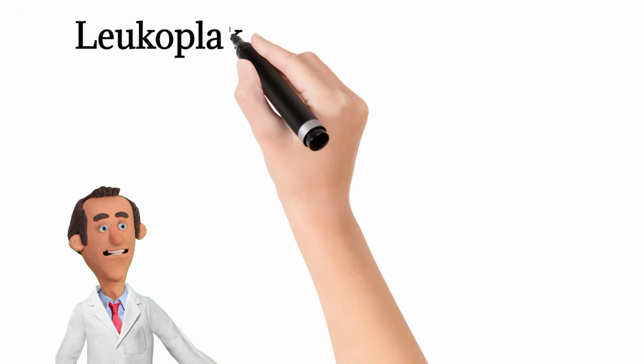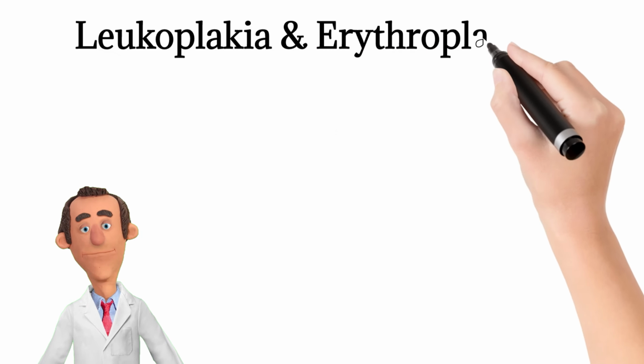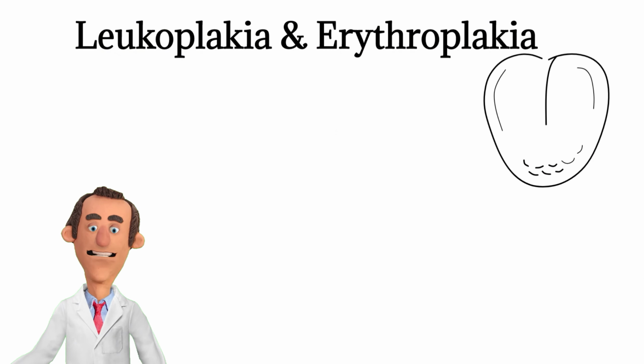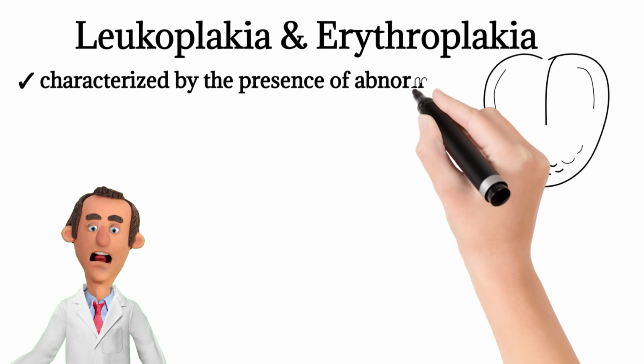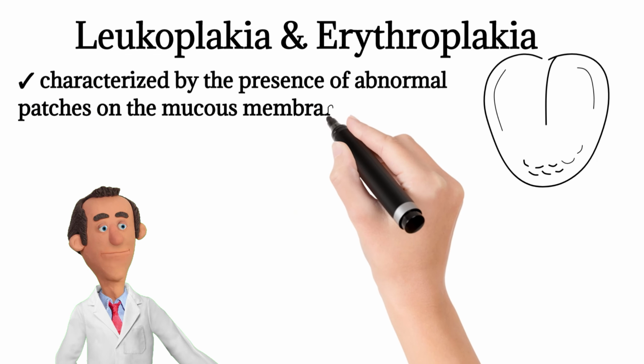Now let's discuss leukoplakia and erythroplakia. Leukoplakia and erythroplakia are both conditions characterized by the presence of abnormal patches on the mucous membranes inside the mouth.